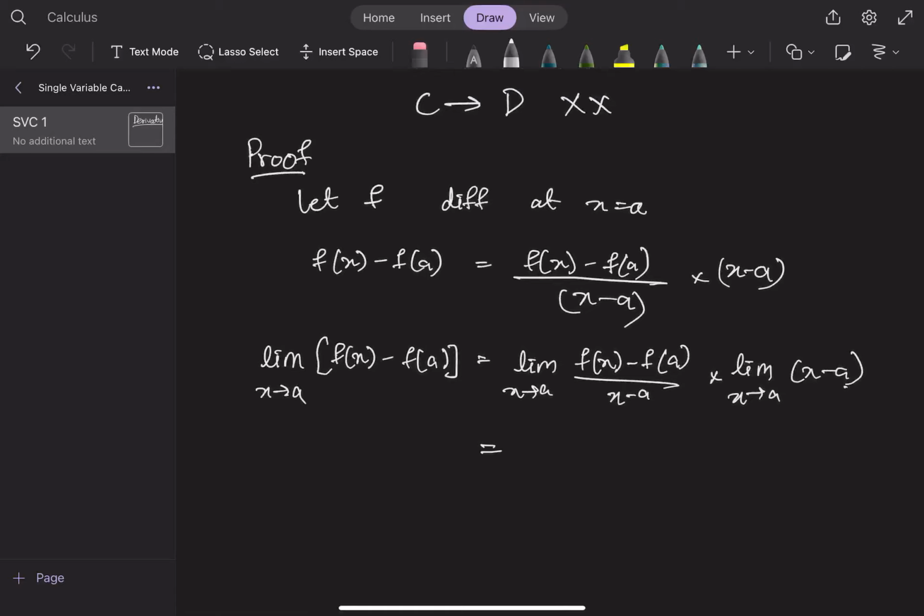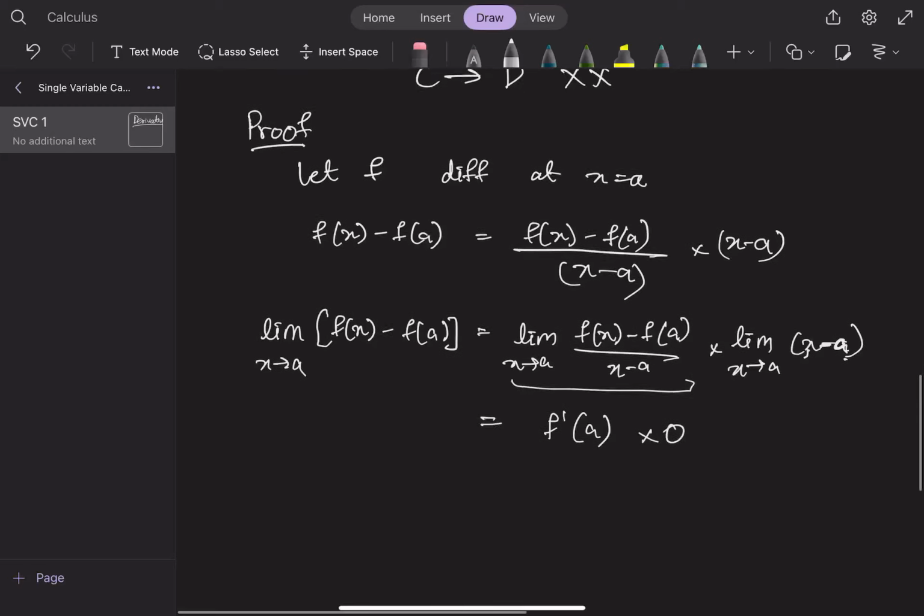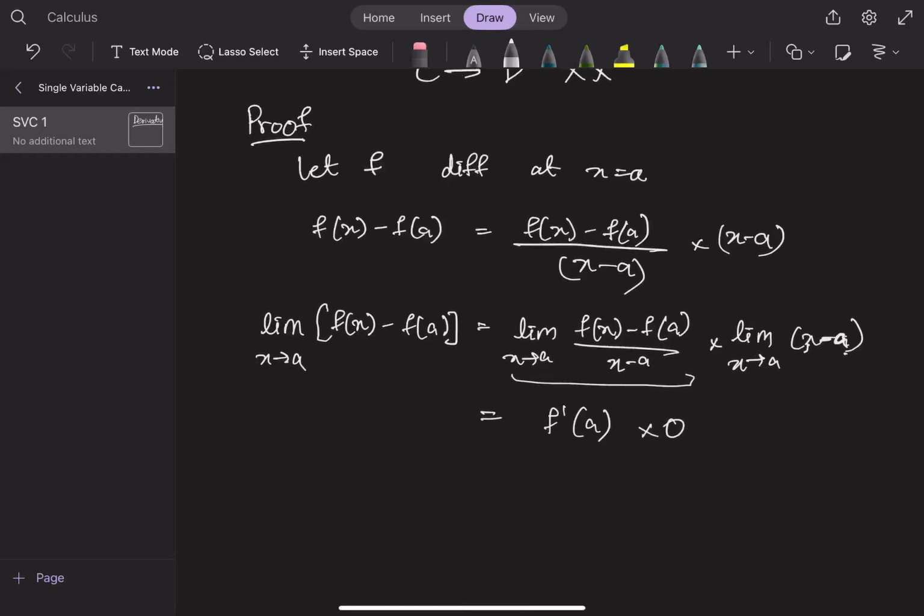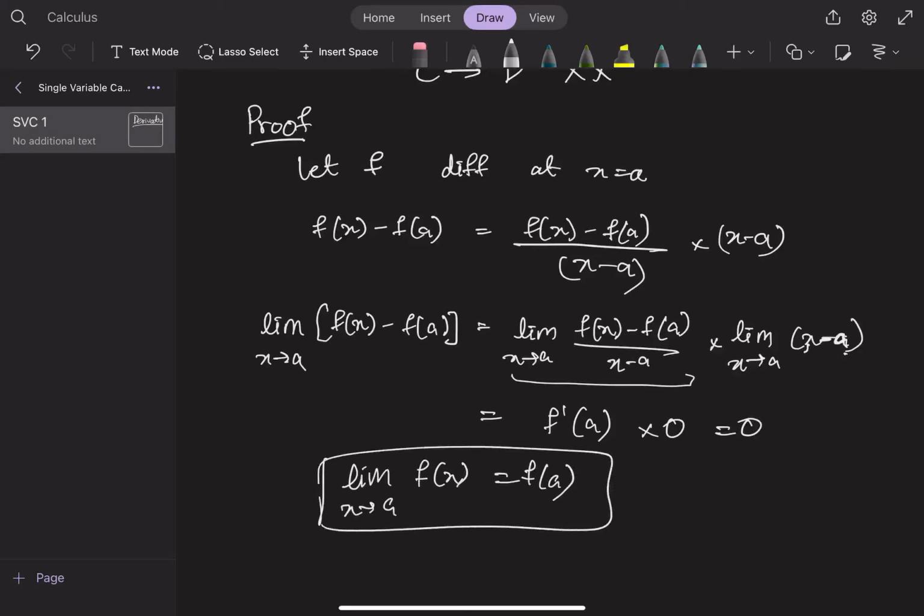So what is this? This is your f dash a, and limit of x tends to a, x minus a is when you put x as a, so this will give you 0. So this becomes 0. So you get limit of x tends to a of f(x) as f(a), which means this is continuous. So your differentiability implied continuity.